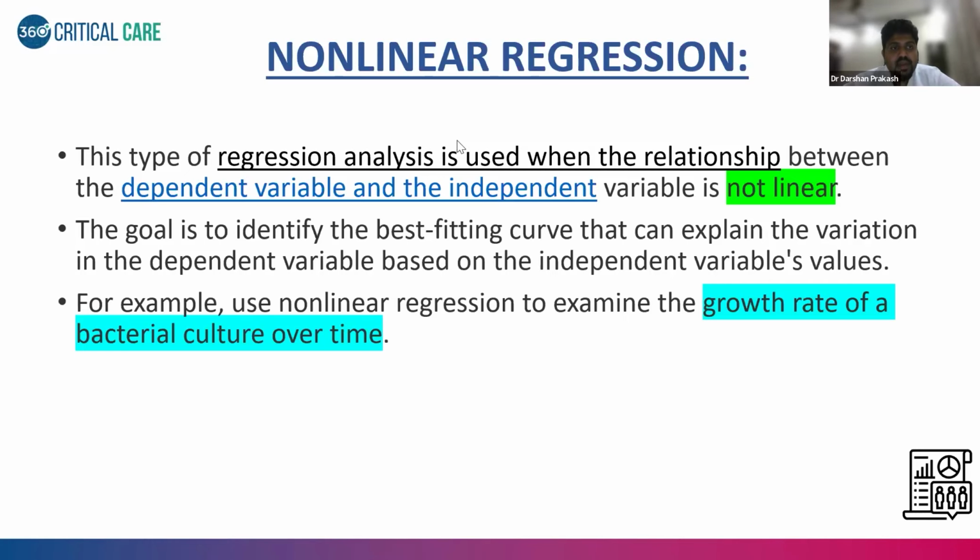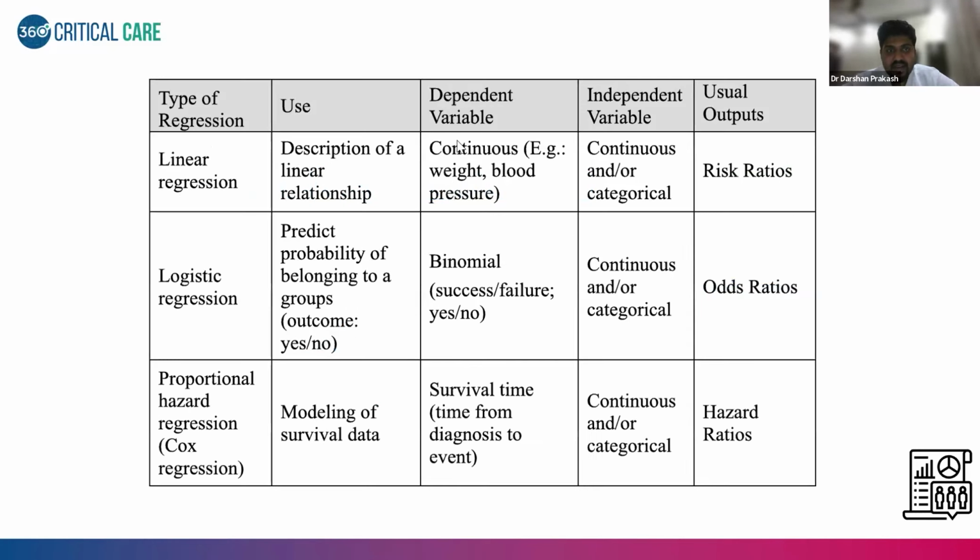The best tool we can use for such data collection is a non-linear regression tool. In a nutshell, the types of regression we need to remember are linear, single linear, multilinear, logistic regression, and proportional hazard regression, or Cox regression. I'll mention Cox in the next talk. Always remember the dependent variable and independent variable. Whenever a question about regression is asked, please mention the dependent or outcome variable and the predictor or independent variable. The type of test applied depends on the type of data, whether it is nominal, ordinal, normally distributed, non-normally distributed, etc.